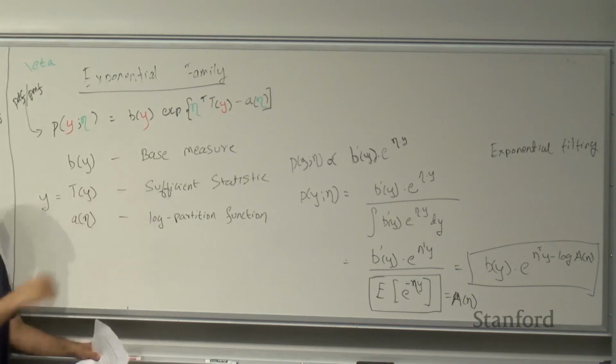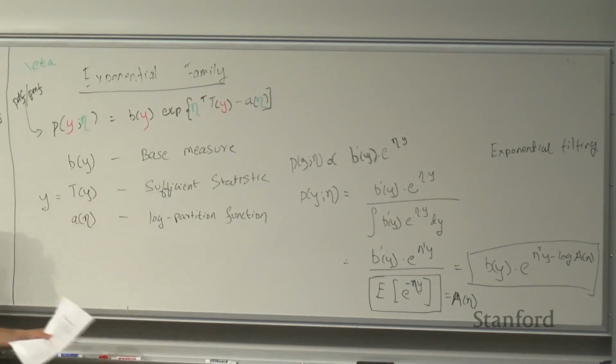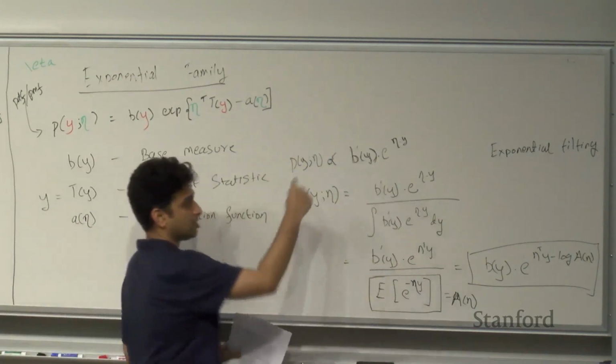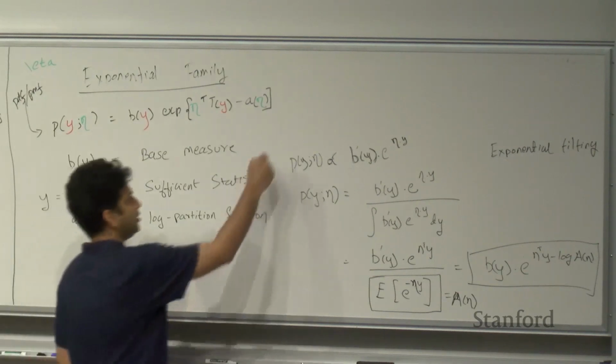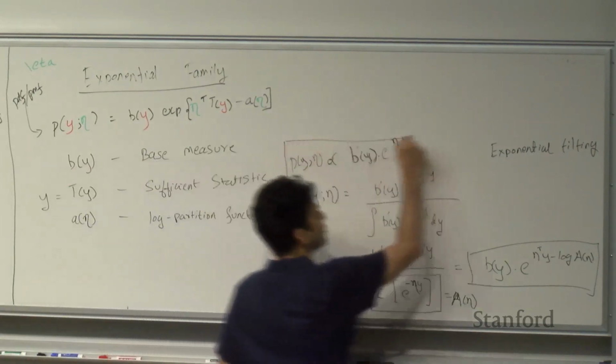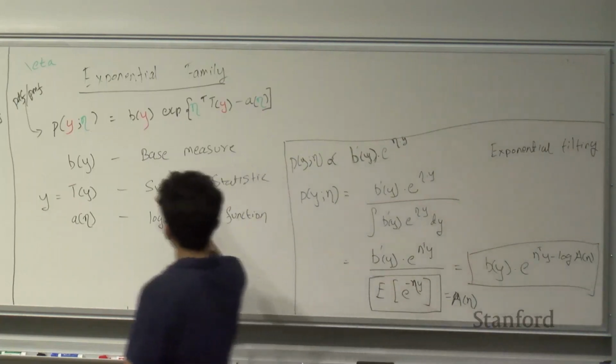So this is also called the pre-tilted measure, and once you perform this process called tilting, you get a distribution in the exponential family. Right? All right. So that's just an aside. That's just some motivation for why the names.